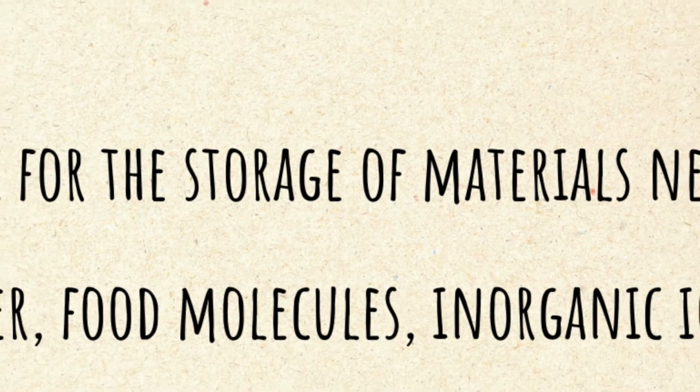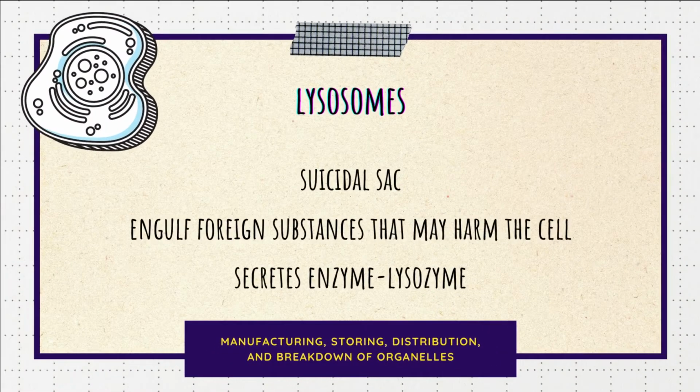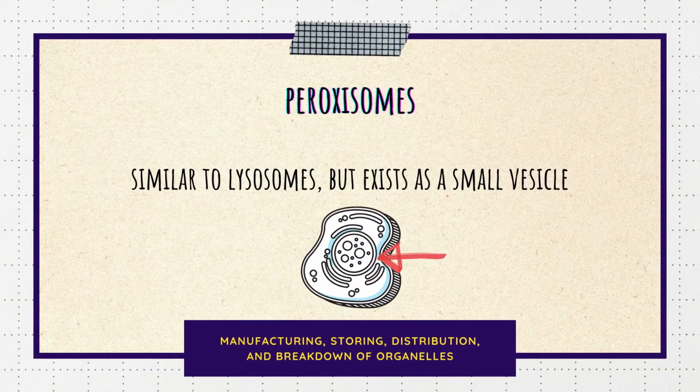Under manufacturing, storing, distribution, and breakdown of organelles, we have the vacuoles, or the fluid-filled sacs for the storage of materials needed by the cell. We also have the lysosomes, or the suicidal sacs, that engulf foreign substances that may harm the cell. Peroxisomes are similar to lysosomes, but these exist as small vesicles.